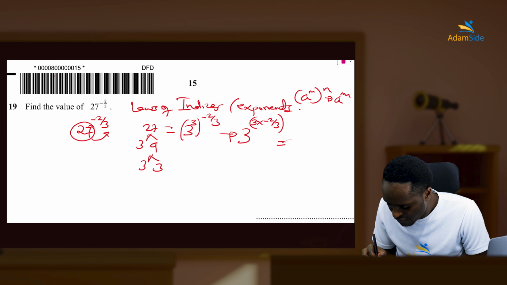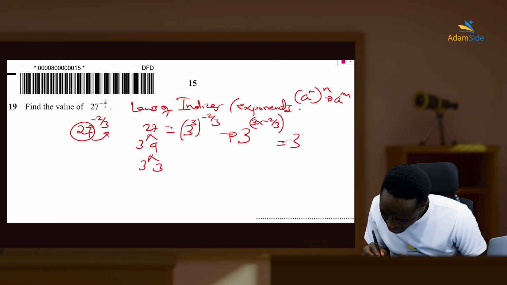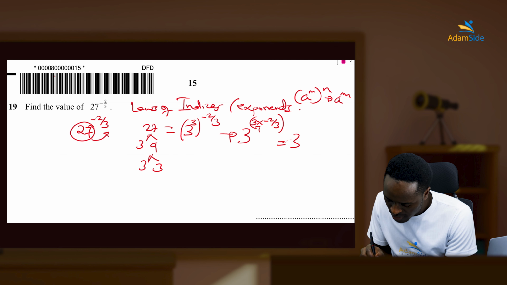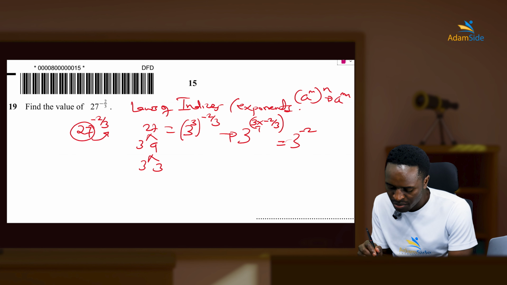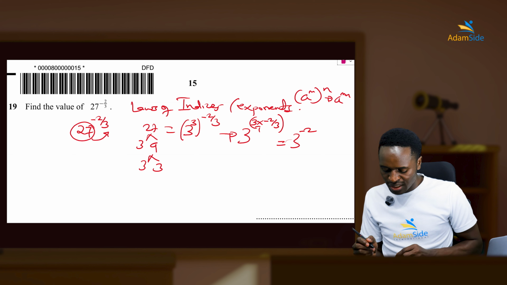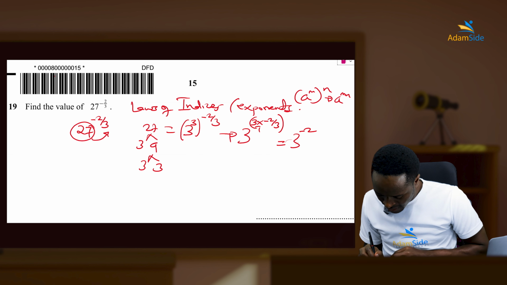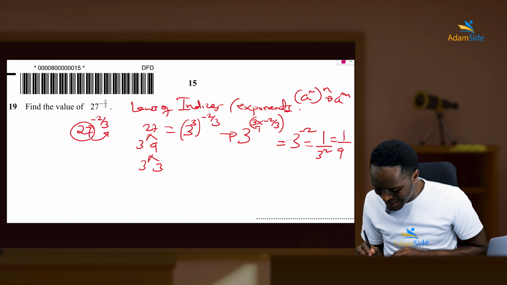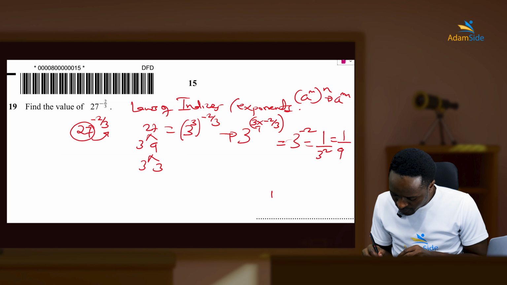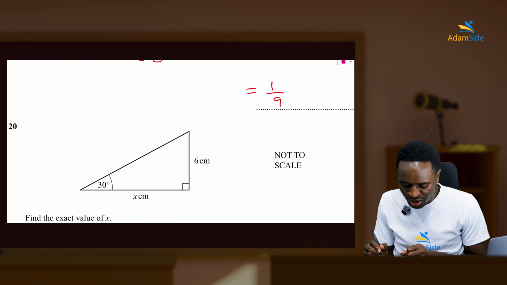Correct. Therefore you have answer base 3. Then 3 times negative 2 over 3 is the same as power negative 2. So you have 3 power negative 2, which is the same as 1 over 3 power 2, which is the same as 1 over 9. So our answer here is 1 over 9. Correct. We go to question number 20.